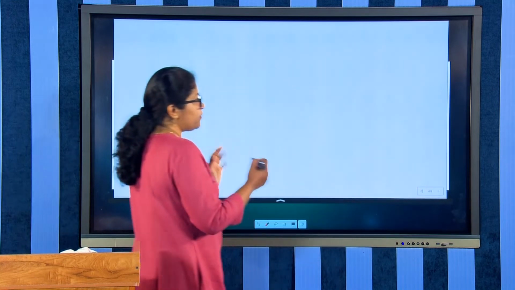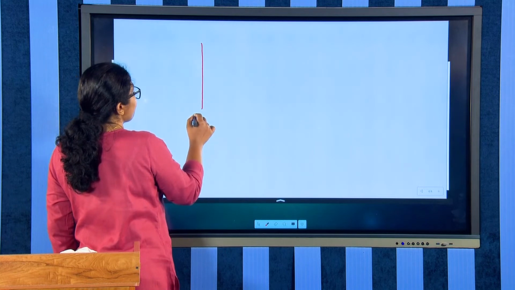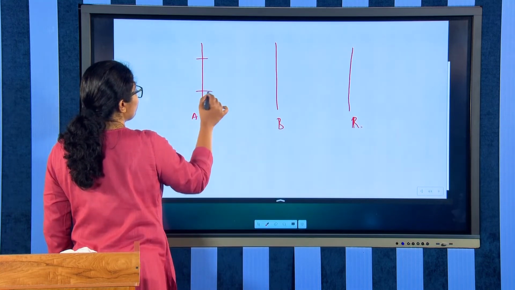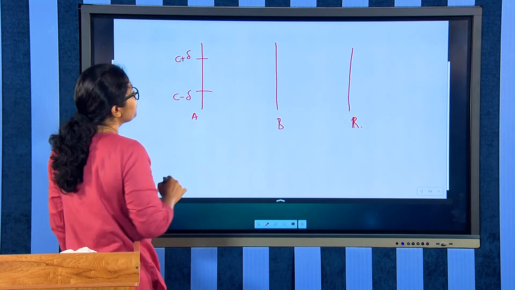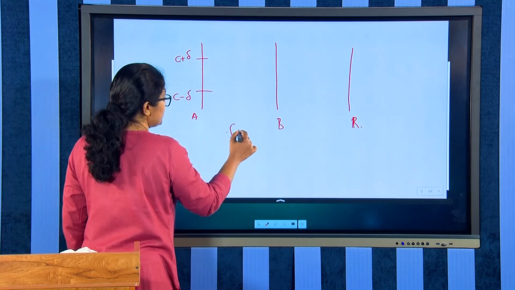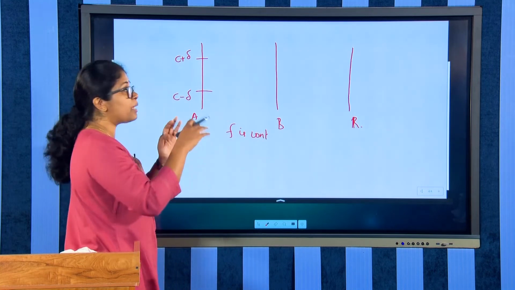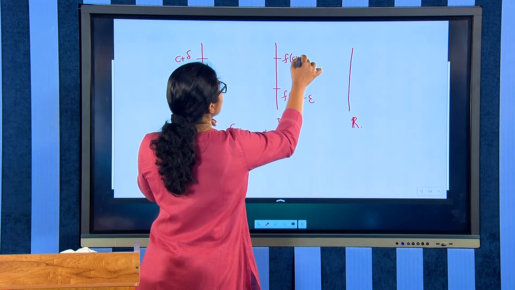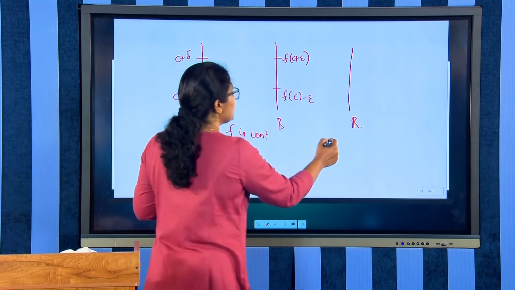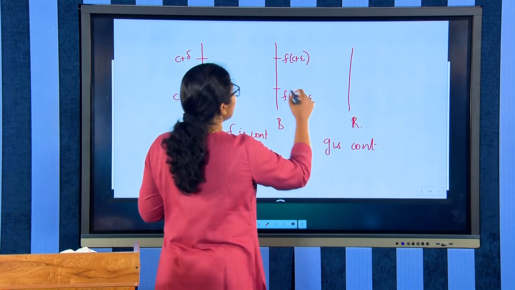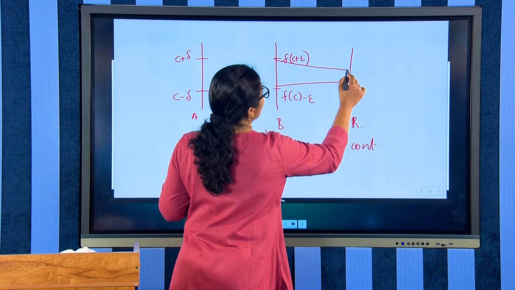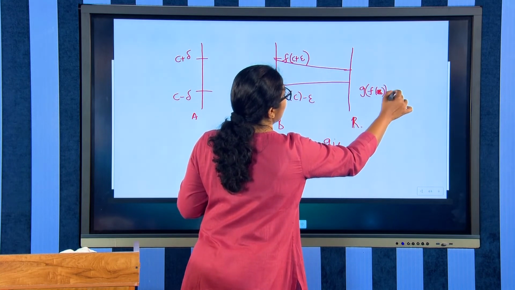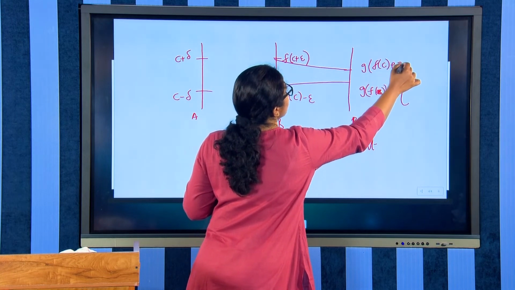Because as we have seen in the previous case, this is your A, this is B, and this is R. If you have a delta neighborhood of c, corresponding images will be, because f is continuous, f of x lies in the epsilon neighborhood of f of c, (f of c minus epsilon, f of c plus epsilon), and since g is also continuous, it indicates that this is taken to some other neighborhood, say eta neighborhood of g of f of c, (g of f of c minus eta, g of f of c plus eta).